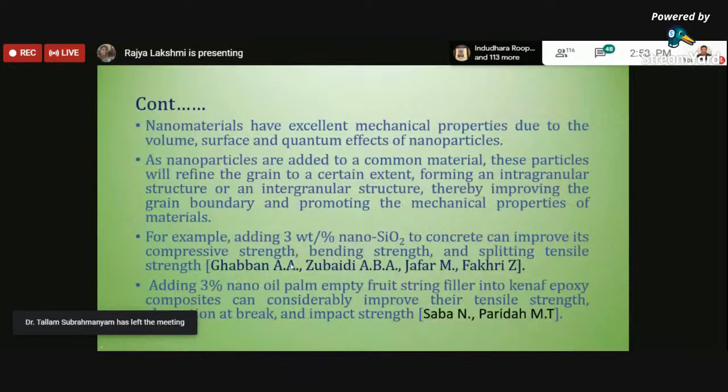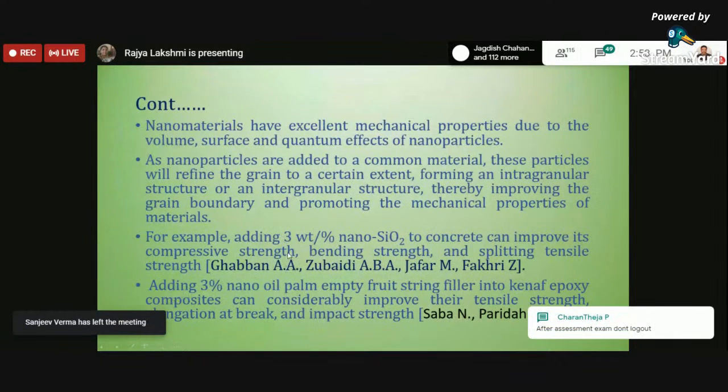So there are two examples which were done by other researchers. For example, addition of 3% weight of nanosilica to concrete can improve its compressive strength, bending strength, and splitting tensile strength. So that is what I have already mentioned.